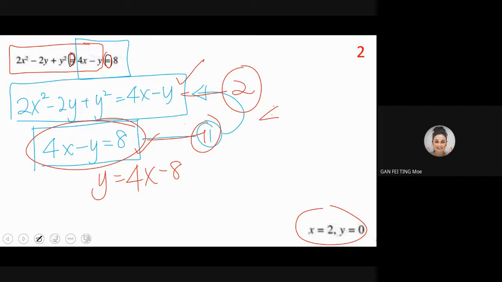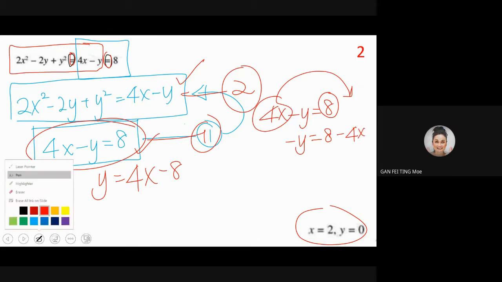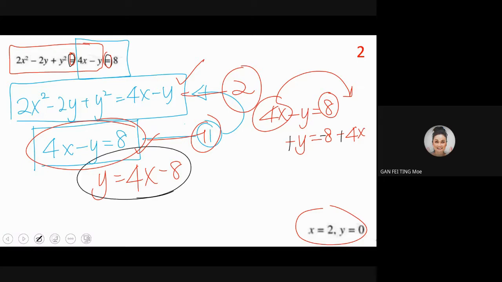Look up here. 4x minus y equals 8, right? Negative y equals 8. Always write the number first before you operate this onto the right. So minus 4x. Then you multiply the whole thing by negative. You get this one positive, this one negative, this one positive. That's why you get this.